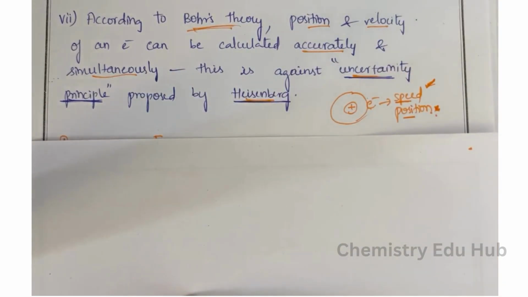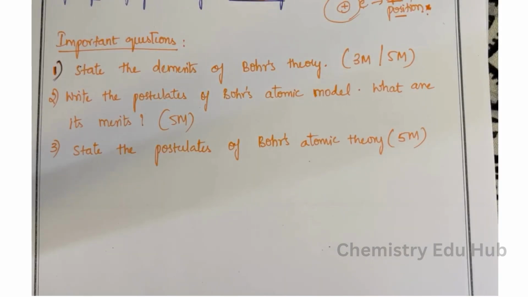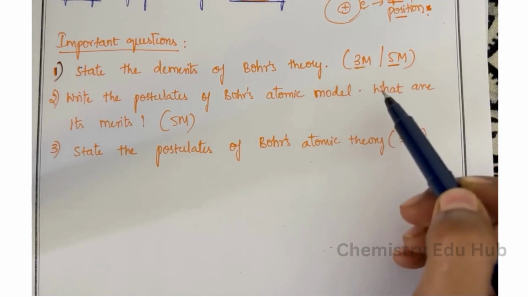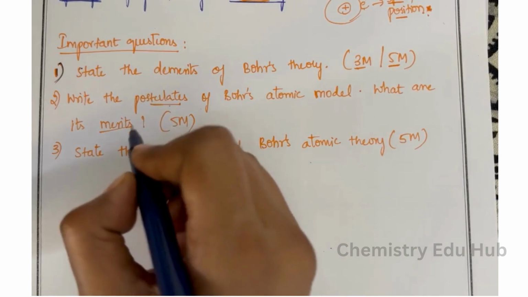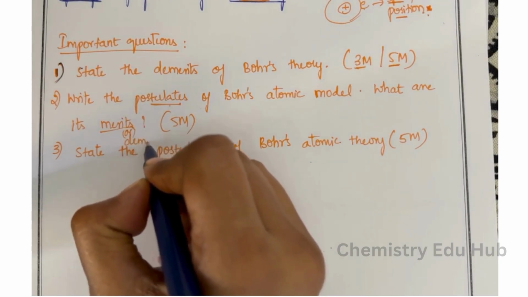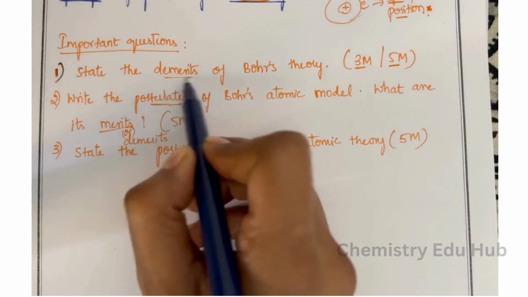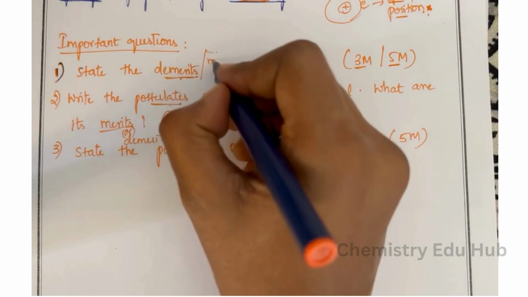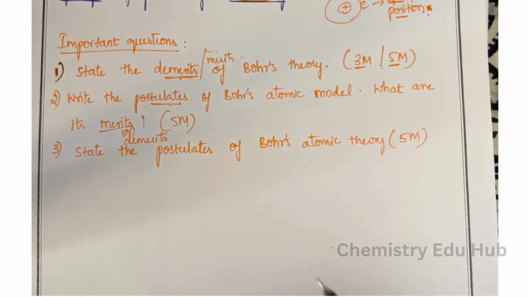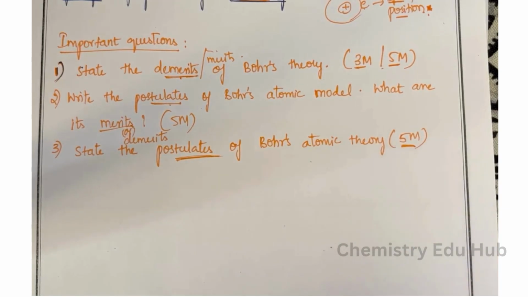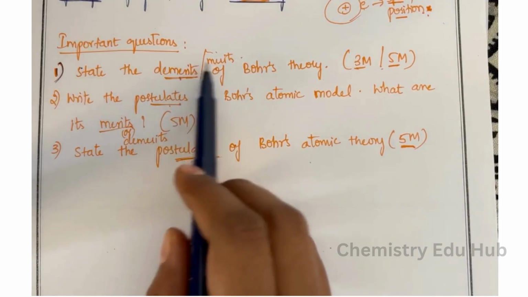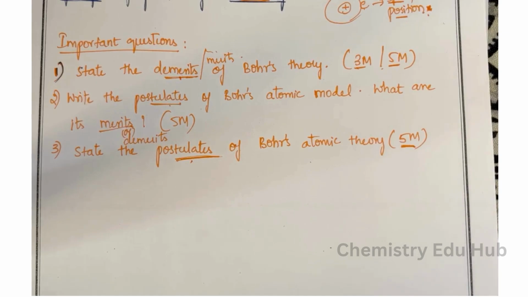Now comes the important questions part. This is the most important concept of this chapter, where this can be asked either for 5 marks or 3 marks. So 5 marks questions can be postulates with merits or postulates with demerits sometimes. And most of the times they can ask either demerits or merits for 3 marks or 5 marks, and postulates can alone be asked for 5 marks. So all the postulates, merits and demerits are given in the video very clearly. You can just read them and go for the exam to get good scores.